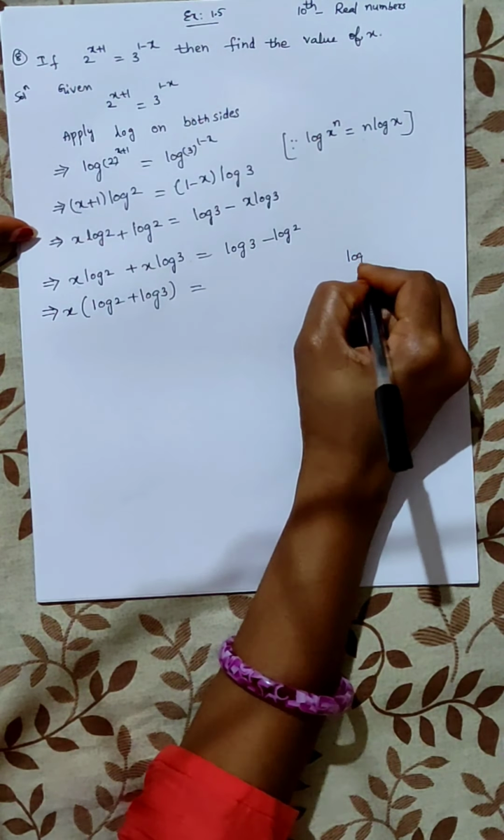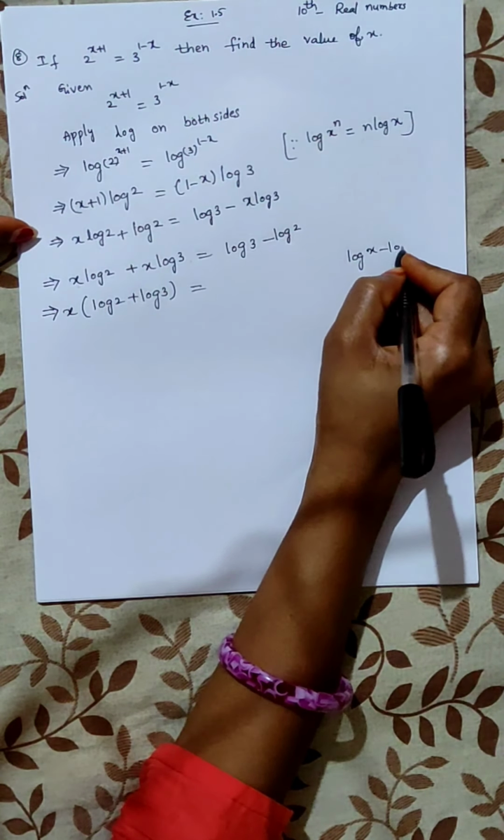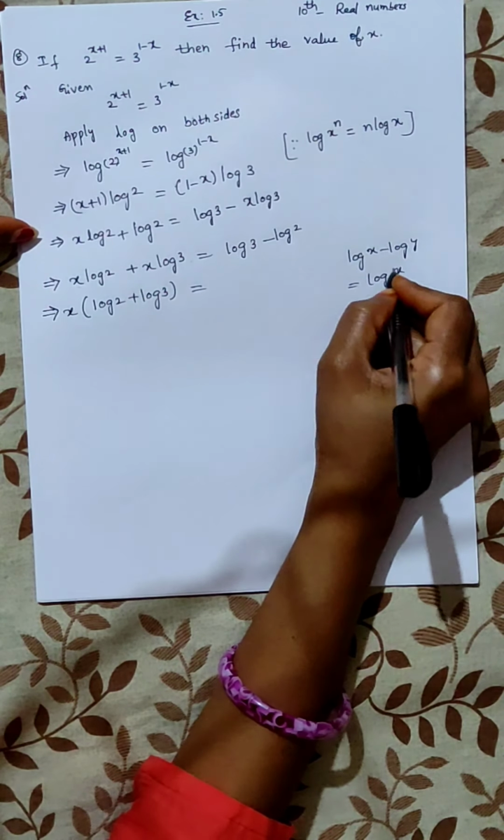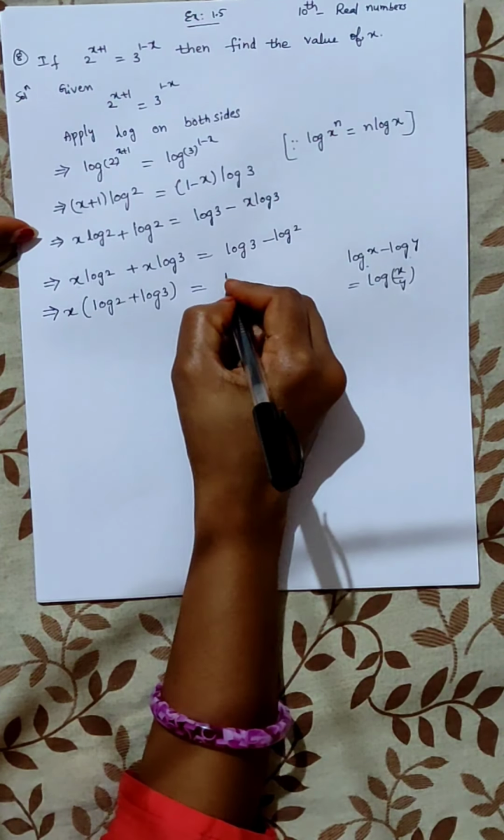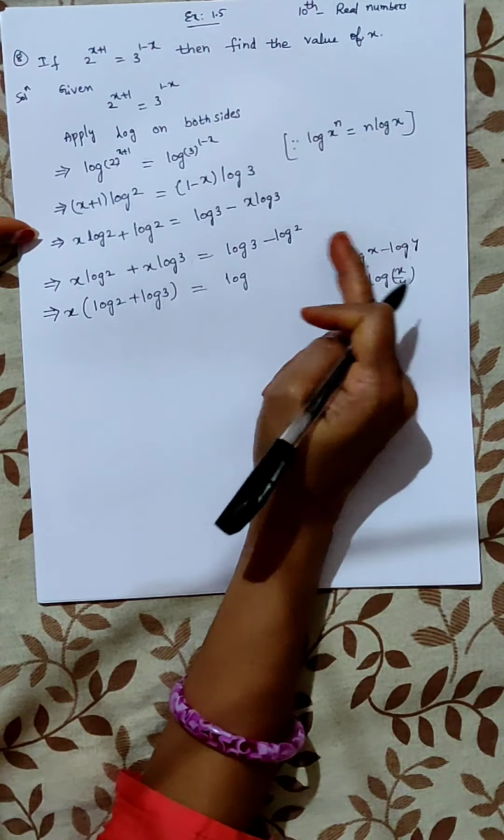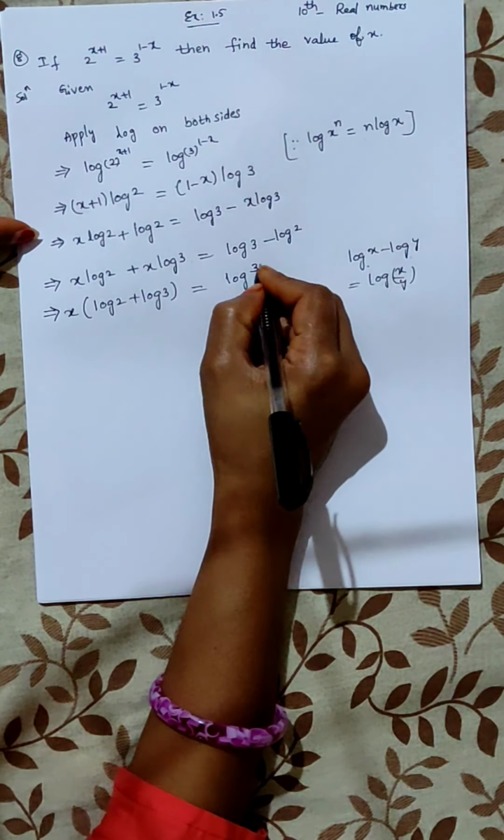See, by using the quotient rule, what do we have? Log x minus log y equals log x by y, with the same base. So you can write this as log, instead of x we have 3, instead of y we have 2. x by y means 3 by 2. Log 3 by 2.